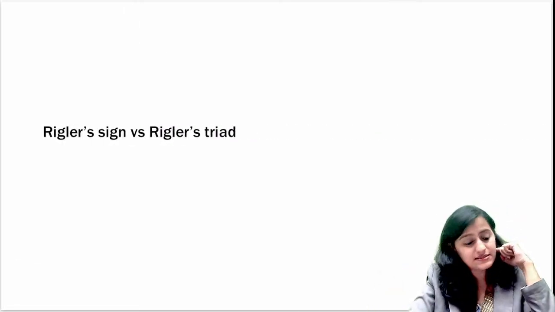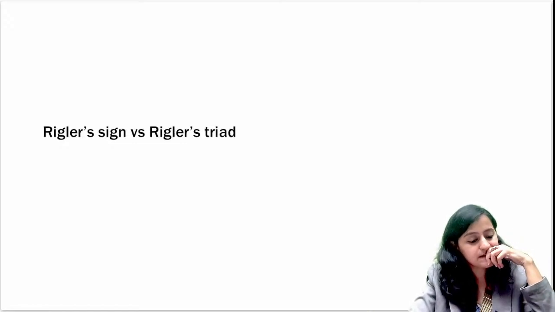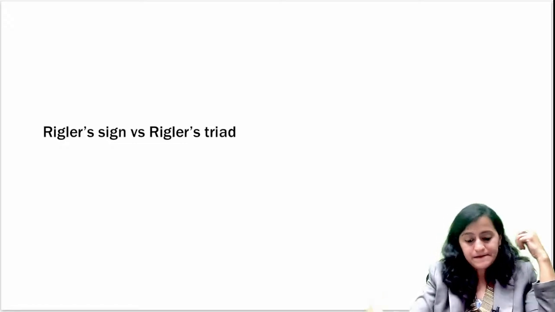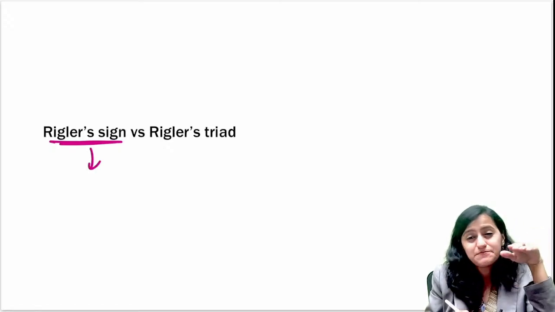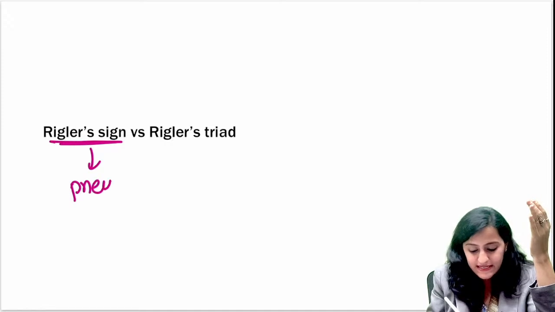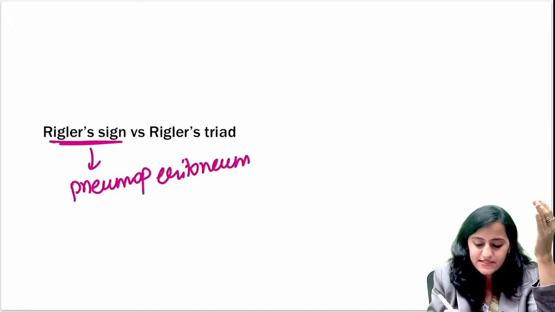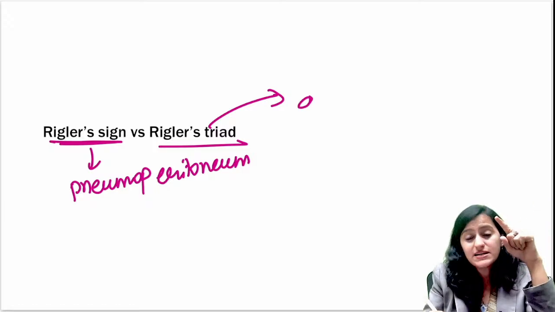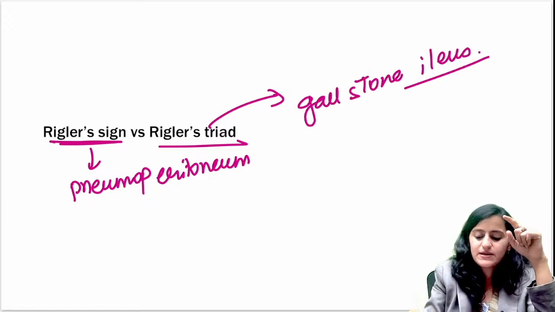Next one, Rigler's sign versus Rigler's triad. Where do you see Rigler's sign? Where do you see Rigler's triad? Rigler's sign, the double bowel wall sign, is air within the bowel and air outside the bowel. This is seen in pneumoperitoneum. Versus where do you see Rigler's triad? In gallstone ileus. Frequently asked.